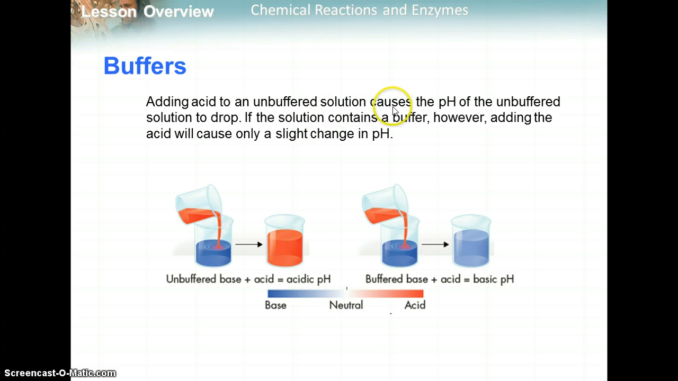As an example, you pretty much just want to know the term buffer, but to see how it works, if we had a base that was not buffered and poured a strong acid in it, it would turn acidic. Here, though, if we have a base that was buffered and pour a strong acid in there, this buffer prevents the remaining solution from turning acidic. It might become slightly lower in pH, but the overall pH remains basic. So a buffer prevents any strong change in pH if you add a strong acid or base.